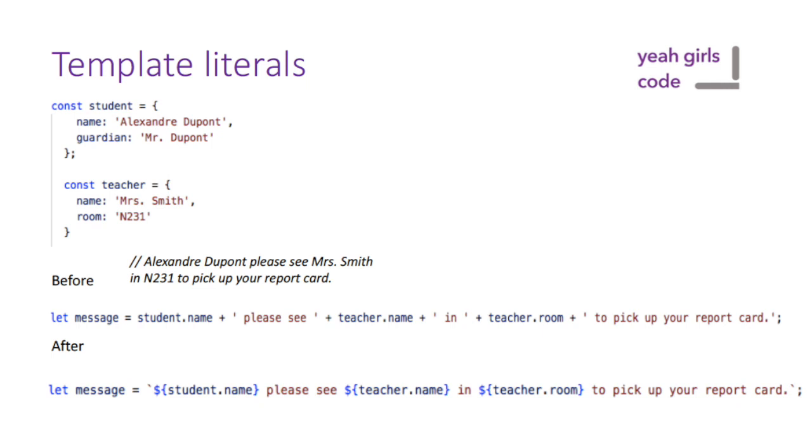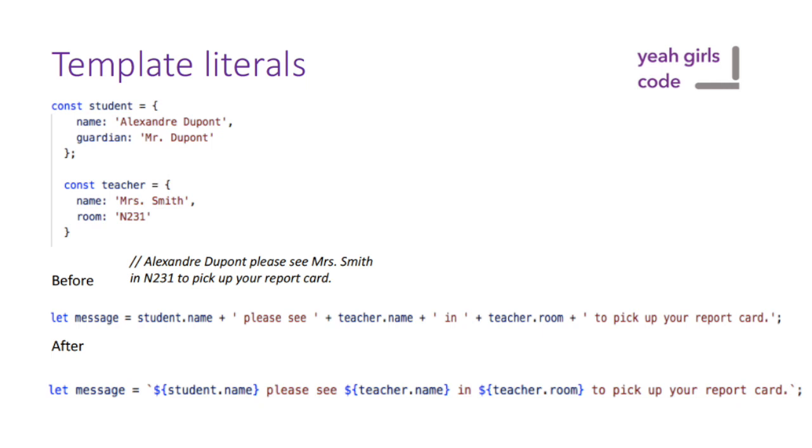So look at the code. You have const student, name Alexandre Dupont, guardian Mr. Dupont, const teacher, etc. So that's before. How you would do it is by having the message variable in which you have the student.name and then the plus. You use the concat basically. But after, you don't use the concat, you just use the $ sign with the expression inside. And as I said, if you wanted to use some space in your text, it would be much more straightforward to do it using the template literals.